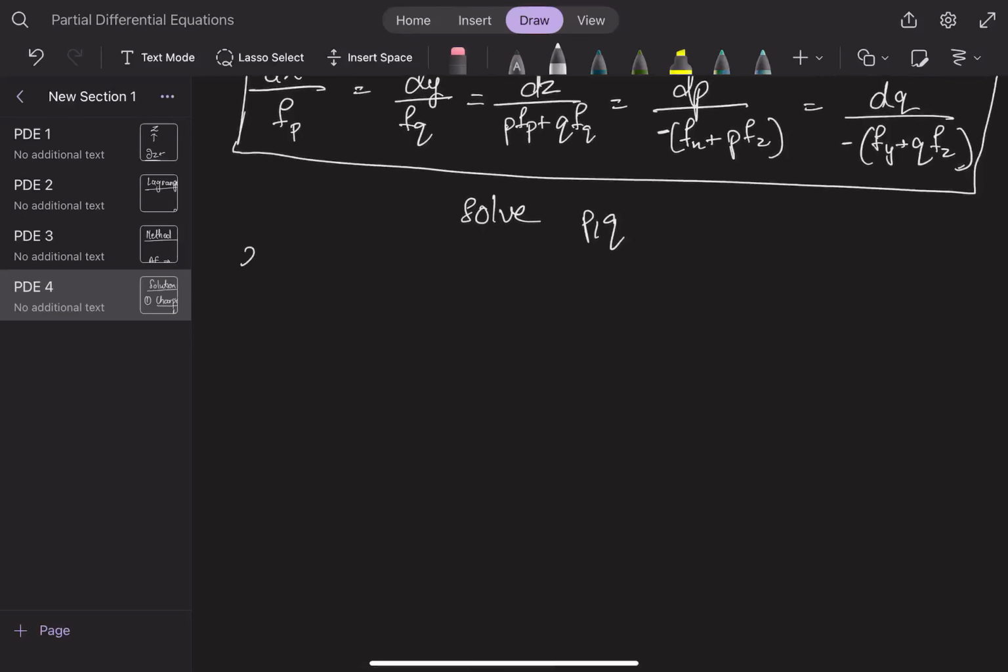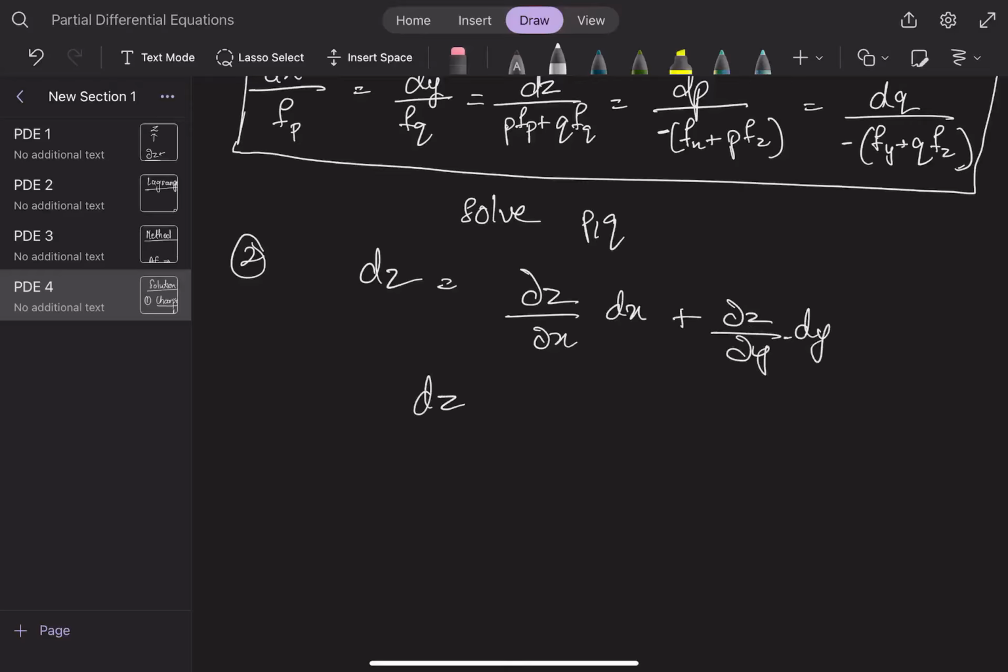And now the second step is you're going to write dz as del z by del x times dx plus del z by del y times dy. So dz basically becomes p dx plus q dy, and then you're going to integrate and solve.